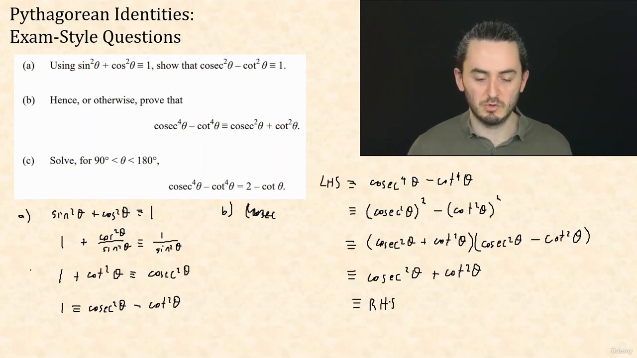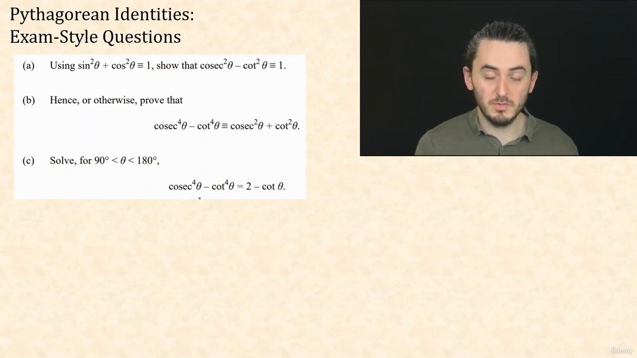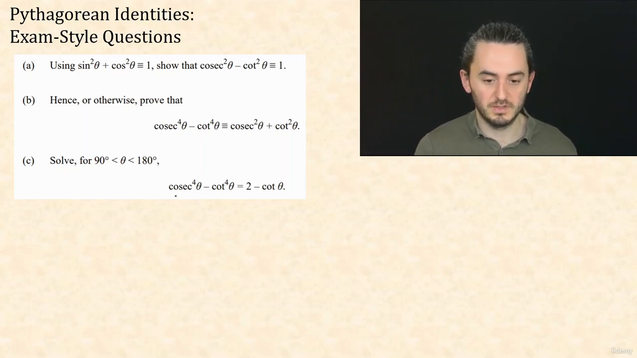Okay, we're going to need a bit more room now for part C. So we've proved this result, and now it says solve this equation. Now, almost always, if you get an exam question where you had to prove something and then it's asking you to solve something, you're going to be wanting to use the result you've just proved. So they are related because, look, we've just proved something about cosec to the 4 theta minus cot to the 4 theta, and that's what we've got here.